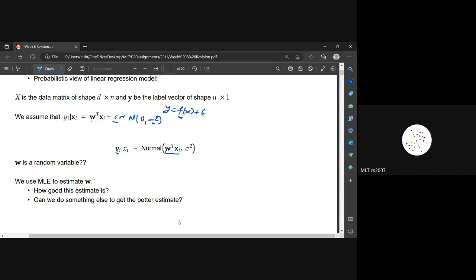Yes, sir. I have a question. The error part is okay, but why do we call W a random variable? Because given the X's and since we are trying to predict Y, perhaps one or two sets of W will contribute to Y. Why do we call W a random variable then? Is there any particular reason?